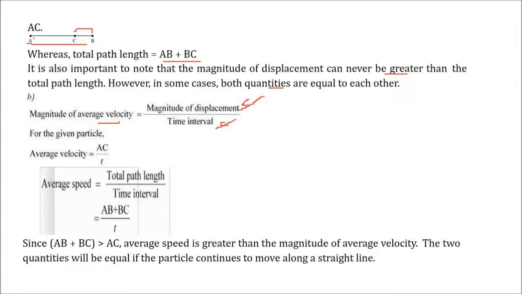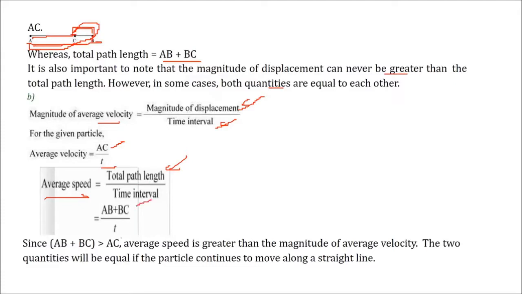For any particle, say average velocity here. When we talk about the displacement, it has gone from A to B, then came back at C. So initial and final position is A and C. So we'll say AC by T. But when we talk about average speed, we have to take total path length. So we have to take first AB and then we have to add BC also.